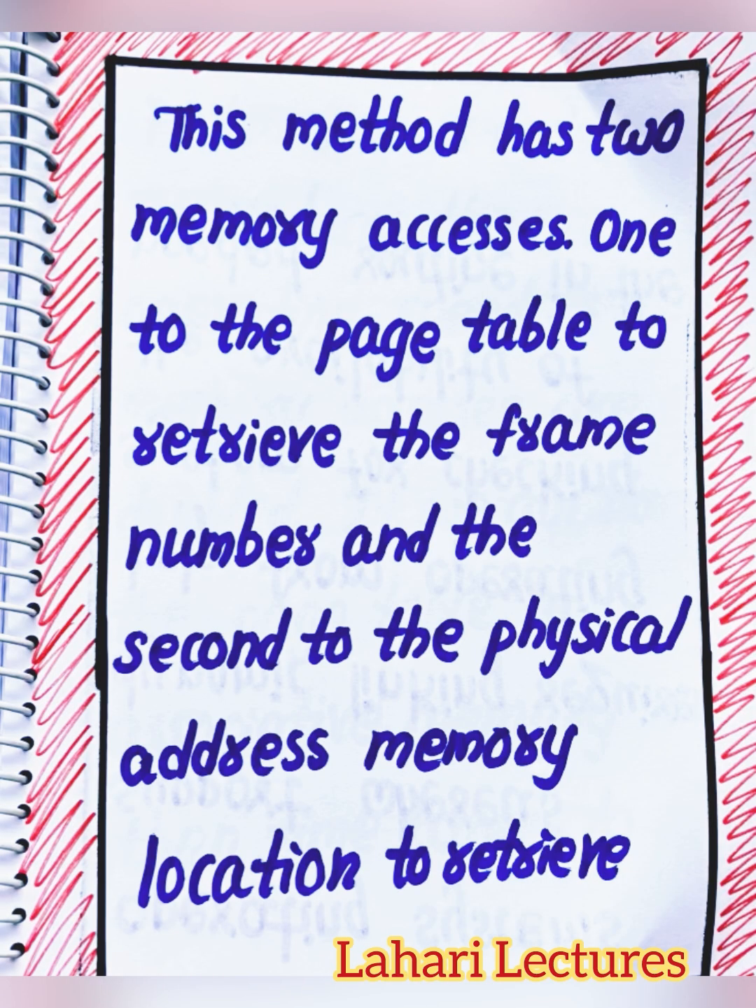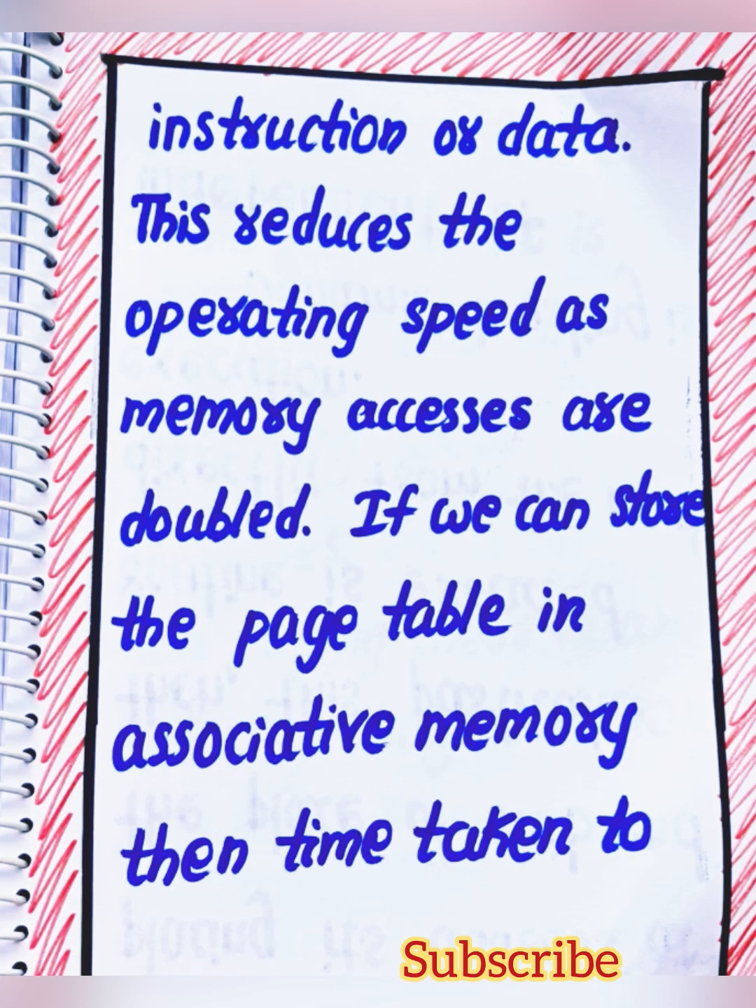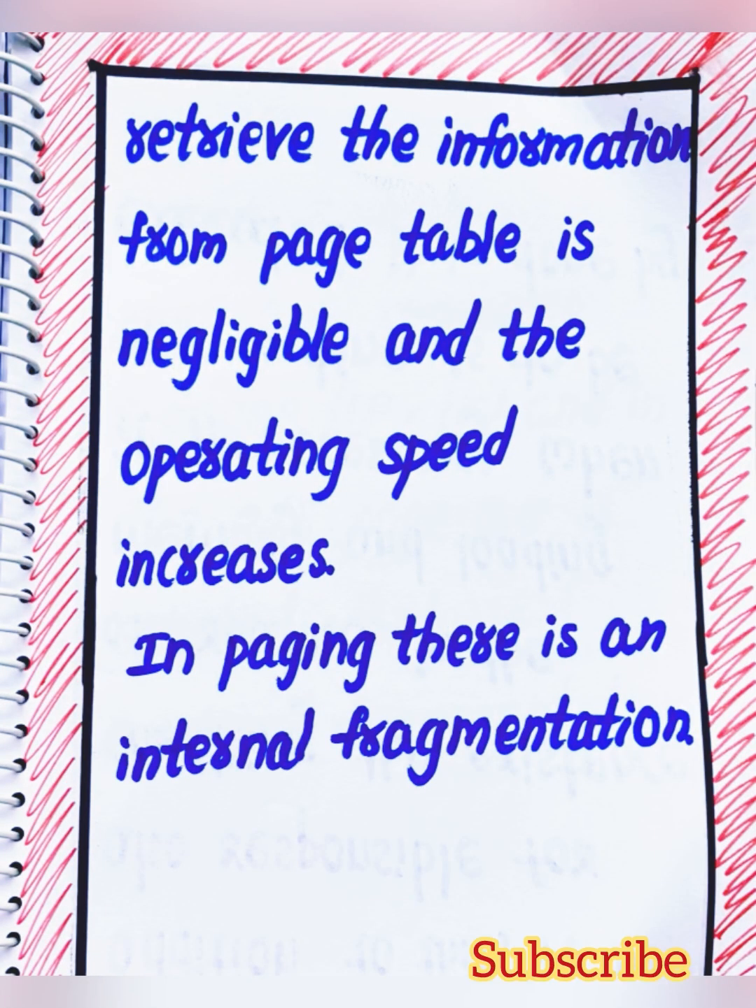This method has two memory accesses: one to the page table to retrieve the frame number, and the second to the physical memory location to retrieve the instruction or data. This reduces the operating speed as memory accesses are doubled. If we can store the page table in associative memory, then the time taken to retrieve the information from the page table is negligible and the operating speed increases.